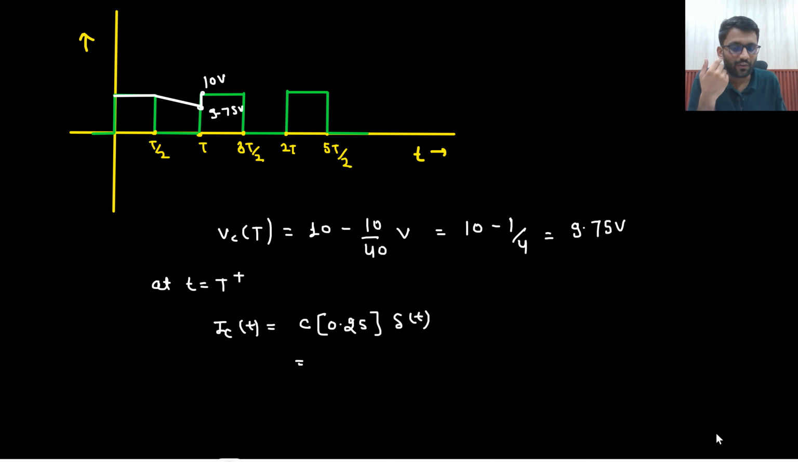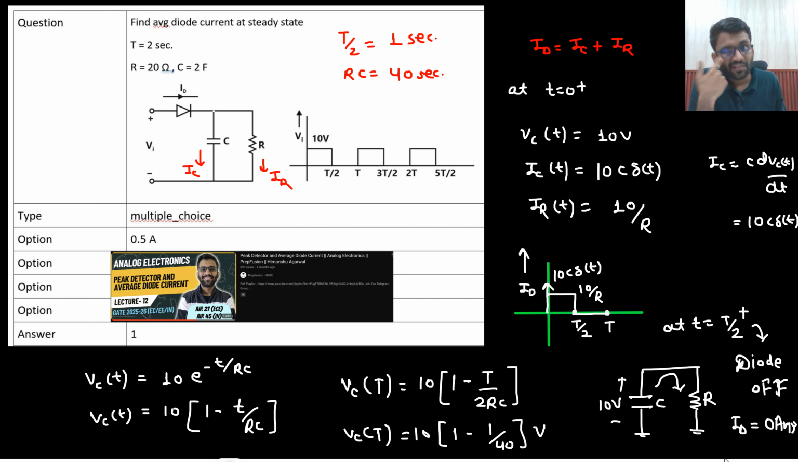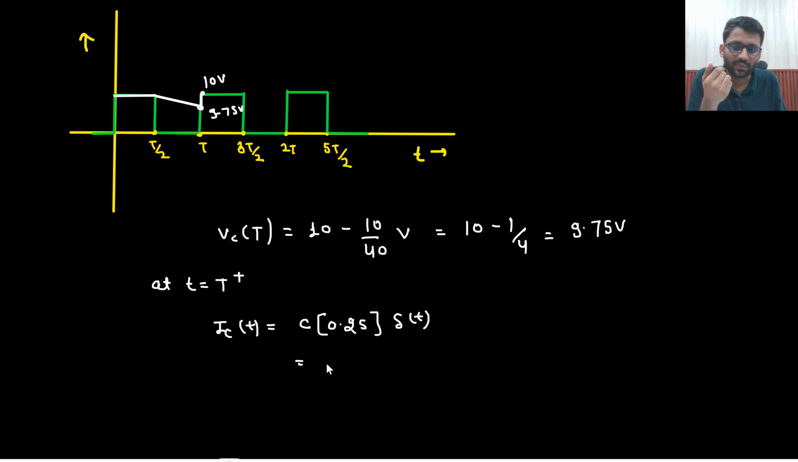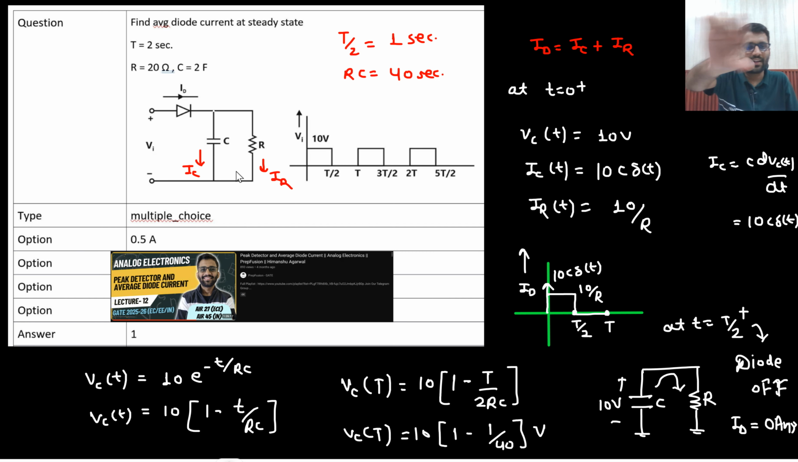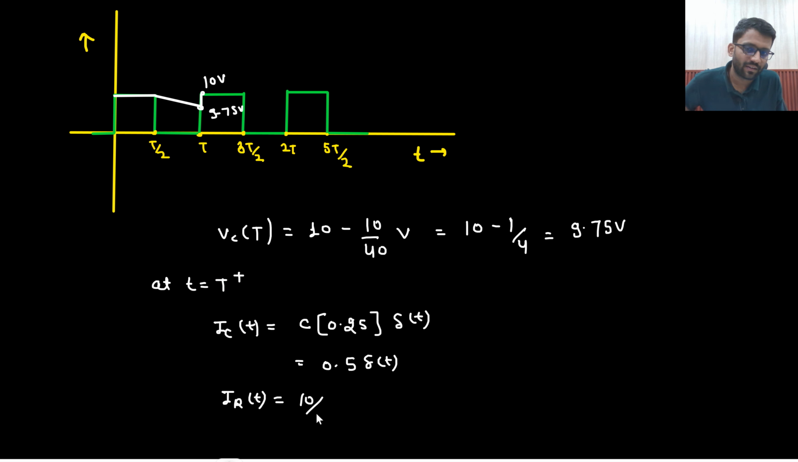So what is the value of C? C is 2. So 0.5 by delta t. This would be the capacitor current here. And what would be the resistor current? Because across the resistor you are having approximately around 10 volt only. So the resistor current would be 10 by R.